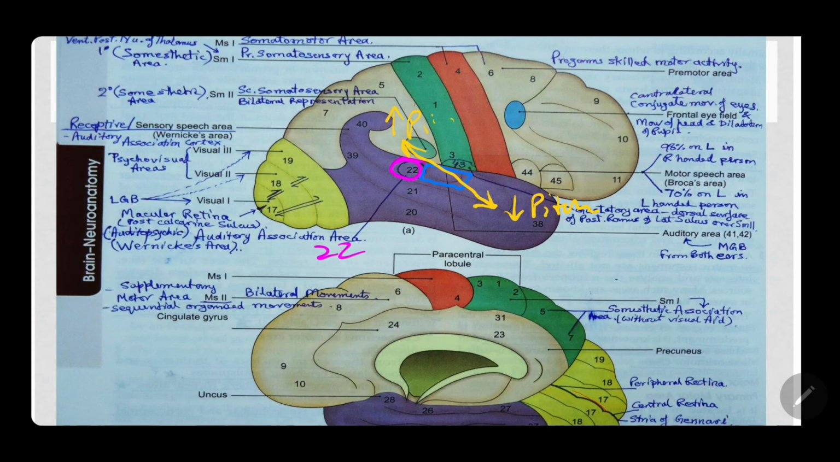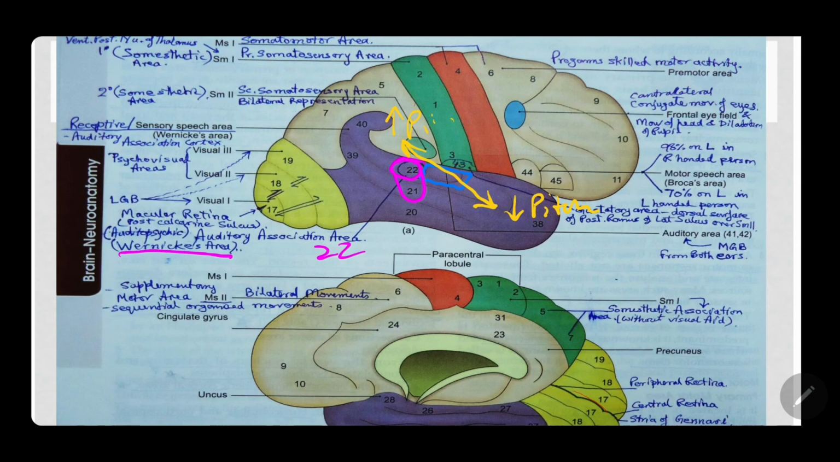Although let me tell you that some authors call it Wernicke's area. But Wernicke's is actually a still controversial, or you can say debatable topic, because authors have been writing it differently. Some are writing 40, 41, some are writing 22, 21. Some are saying that the middle temporal gyrus, area number 21, is also included in Wernicke's area. So it's a debatable topic.